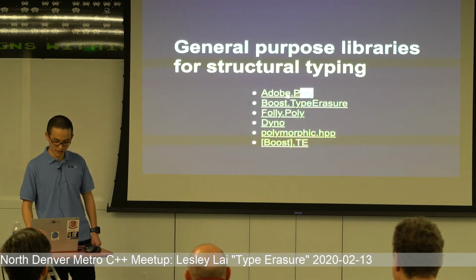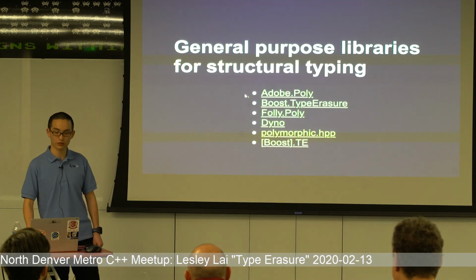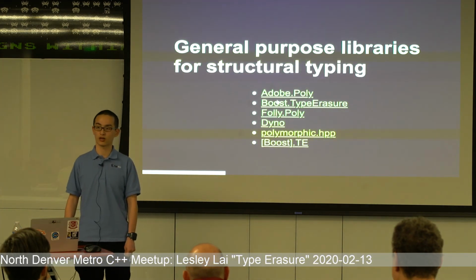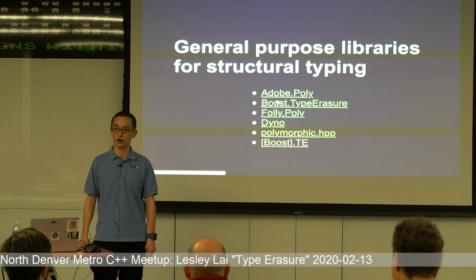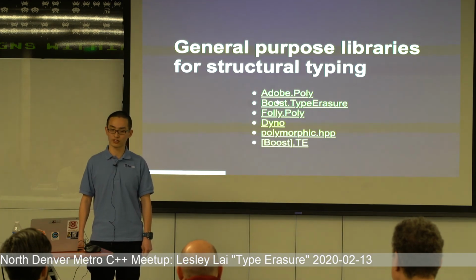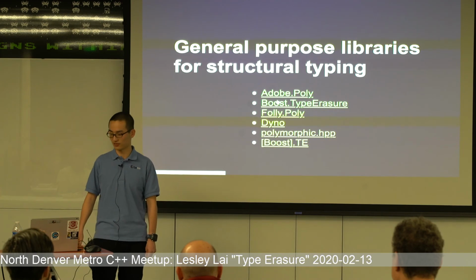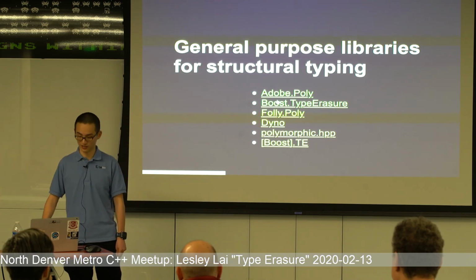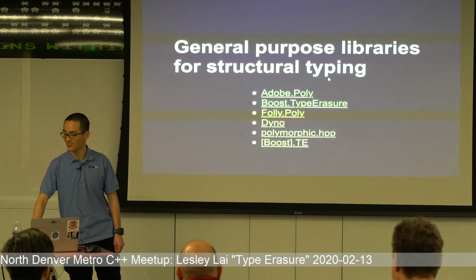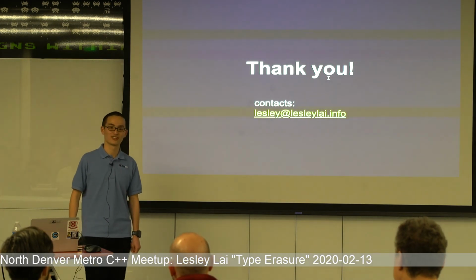Also, don't use this Adobe Poly. That's from Sean Parent. Sean Parent talked about that, but that library is too early, so it still uses reference semantics. So no SBO, none of the good stuff. And why not just use inheritance? Thank you.